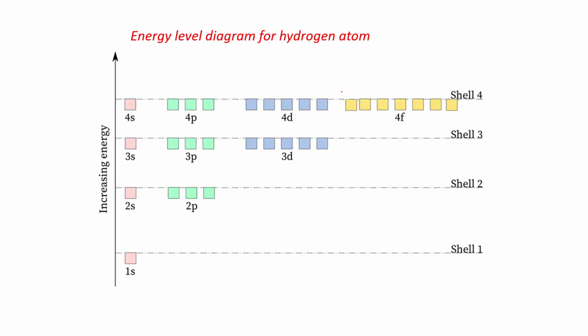This energy level diagram for hydrogen atom can also be represented like this. This is again increasing order. This is the lowest energy 1s, which is present in the first shell. In the second shell, 2s and 2p subshells are present, which have higher energy than the first shell. In the same way, the third shell has higher energy than the second shell. The fourth shell has higher energy than the third shell. But the subshells and orbitals present in a particular shell all have the same energy.